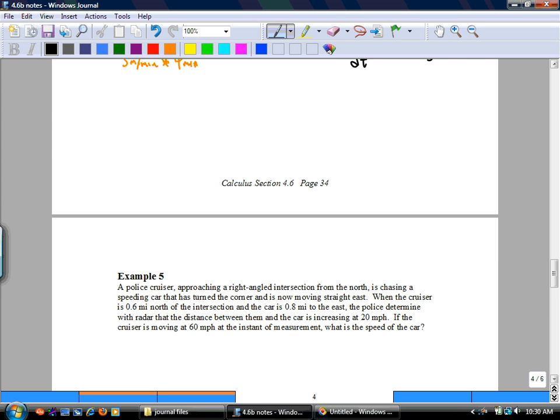Police cruiser approaching a right-angled intersection from the north is chasing a speeding car that has turned the corner and is now moving straight east. When the cruiser is 0.6 miles north of the intersection and the other car is 0.8 miles to the east, the police determine with the radar that the distance between them and the car is increasing at 20 miles per hour. If the cruiser is moving at 60 miles per hour, what is the speed of the speeding car? Isn't this exciting?